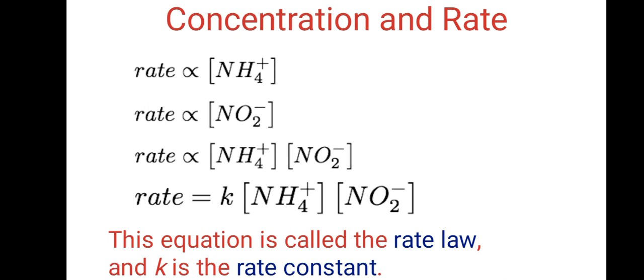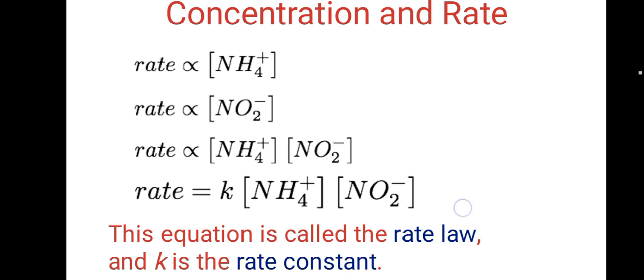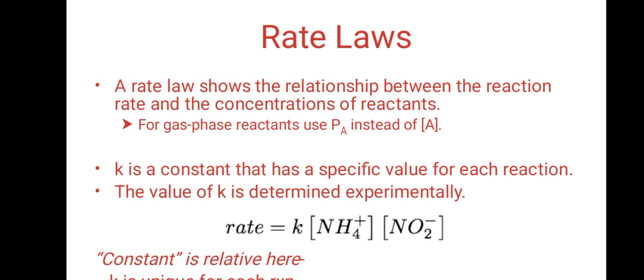Now, this equation, of course, is called the rate law. And K is the rate constant. The rate constant, most of the time, will be given to you, but sometimes you have to calculate it. In my next video, I'll be able to show you just how to do this. Okay. We're doing rate laws.